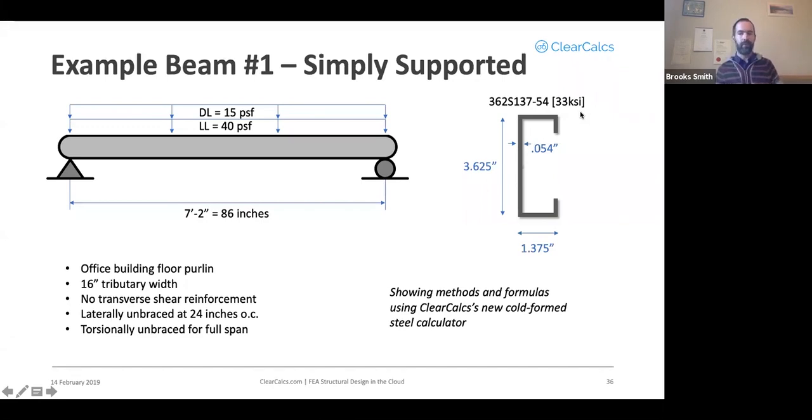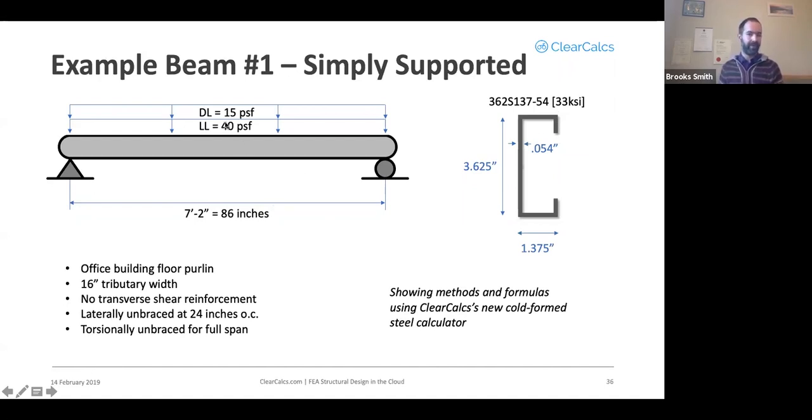Custom manufacturers can also potentially do other strengths as well, but 33 and 50 are the ones that you will see frequently. And because sections may have multiple standard yield strengths available, you'll often see the yield strength listed along with the section name as well.